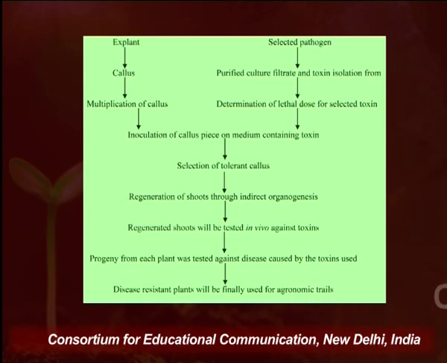So again, this is a simple flow chart which explains the entire in vitro method. Explant material, callus is generated, multiplication of callus is there, we select the pathogen, we extract the toxin from that particular pathogen, and these are inoculated on a suitable media, then selection of the tolerant callus is there. So if the callus cells develop somaclonal variations and become resistant toward those toxins, they will proliferate. So we select those tolerant callus cells and we regenerate the plants from those calluses. So this is how the in vitro method works.